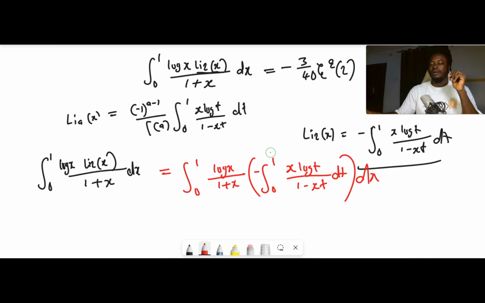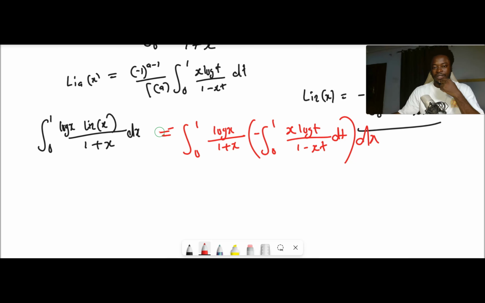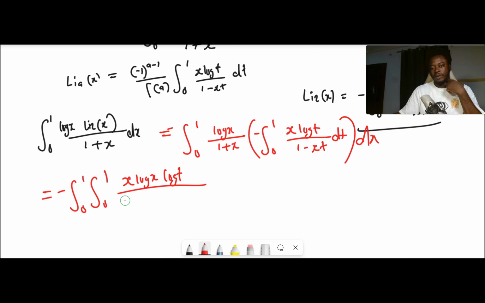So now we have on the left hand side our original integral. Now on the right hand side we have a double integral, which may seem counterintuitive, but sometimes in mathematics, to actually simplify, you need to complicate a bit. So let's trust that our complication will lead us to the right path. So essentially this would equal negative times the integral from 0 to 1 times the integral from 0 to 1 of x log x, then you have log t all divided by 1 plus x, then you have 1 minus xt dt dx.